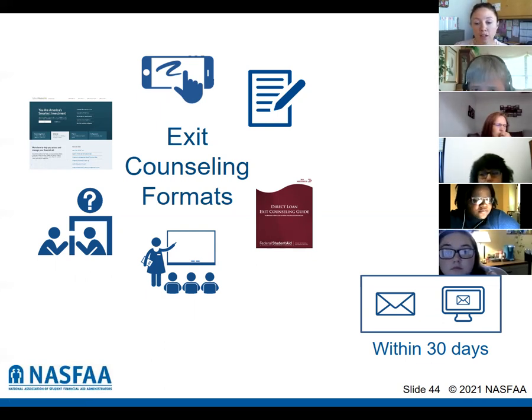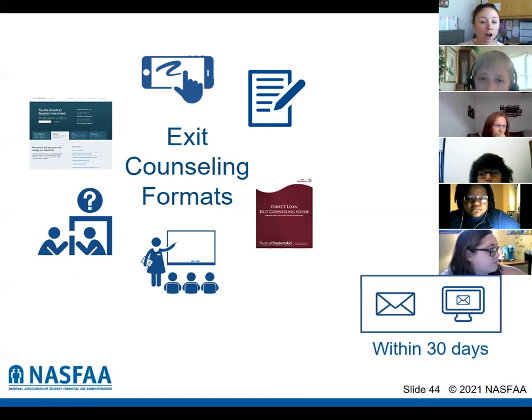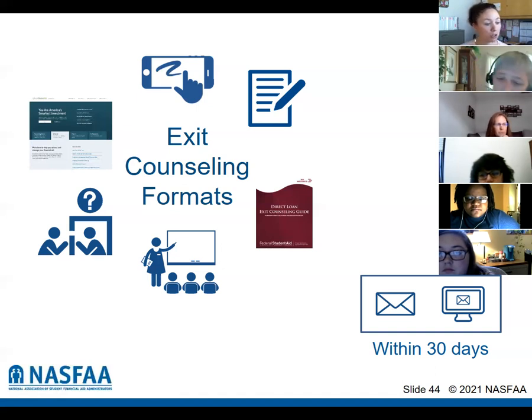Our responsibility as aid administrators is to make sure the student understands that they need to do exit counseling and how they do it. We have to tell them within 30 days of their graduation date that they need to complete their exit counseling. Really the only regulatory requirement we have is to tell them. If you are asked to demonstrate that you have completed the exit counseling requirement for students, all you have to demonstrate is that the student was informed that they needed to do their exit counseling and given instructions on how to do it online. I don't think that's enough personally.